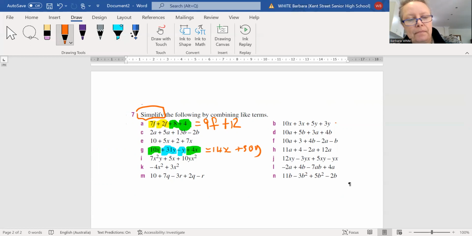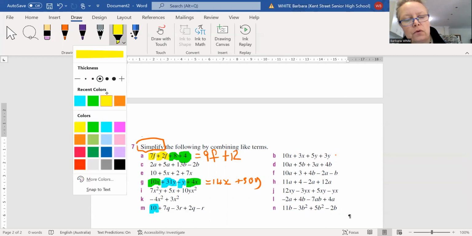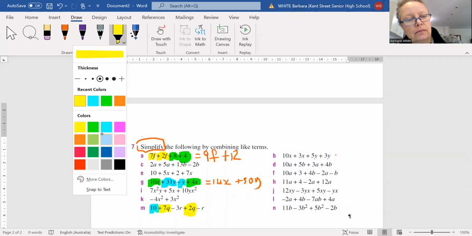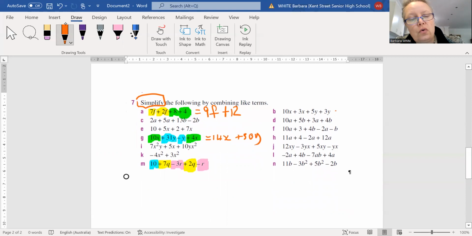M, we've got our constant in blue, new colour for the Q's in yellow, and the R's we're going to do in pink. All right. So the simplified version is going to look like 10. How many Q's? Well, we've got 7 there, plus another 2, that's 9Q.